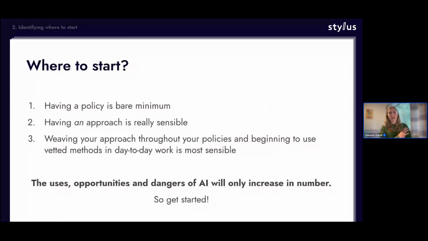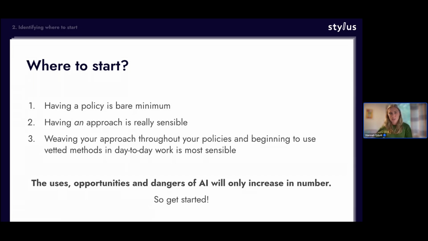Having a policy is bare minimum. This does not mean a whole written policy that governors have approved and ratified, but it does mean that you have a starting point of, are we going to let teachers use AI tools in school? Is AI an acceptable tool to use to plan lessons? Where are we saying don't use AI? Where are we saying, or who are we saying shouldn't use AI? And that's probably going to be the pupils.